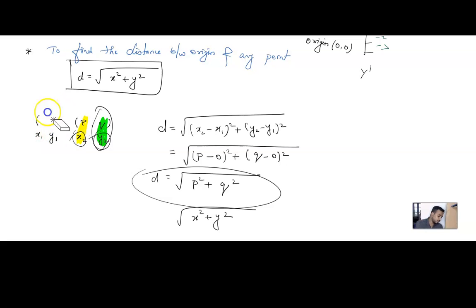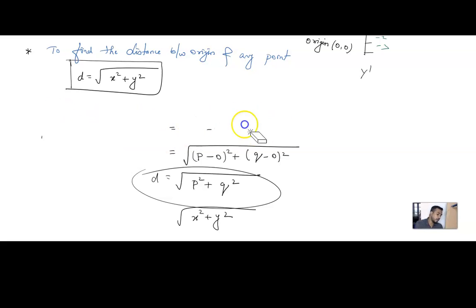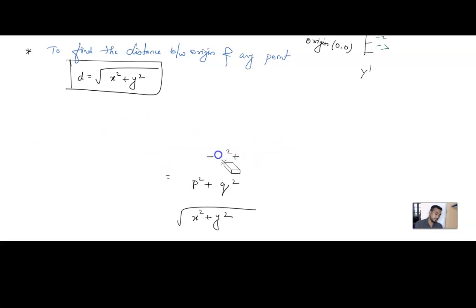And this is one of the very important formulas for your 1 mark questions, or they may ask you any problem related to this. So you have to apply this formula to find the distance.